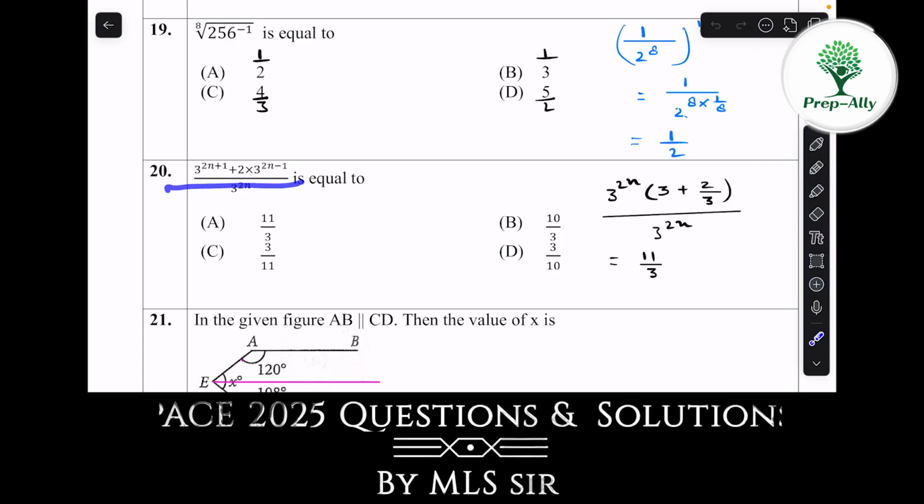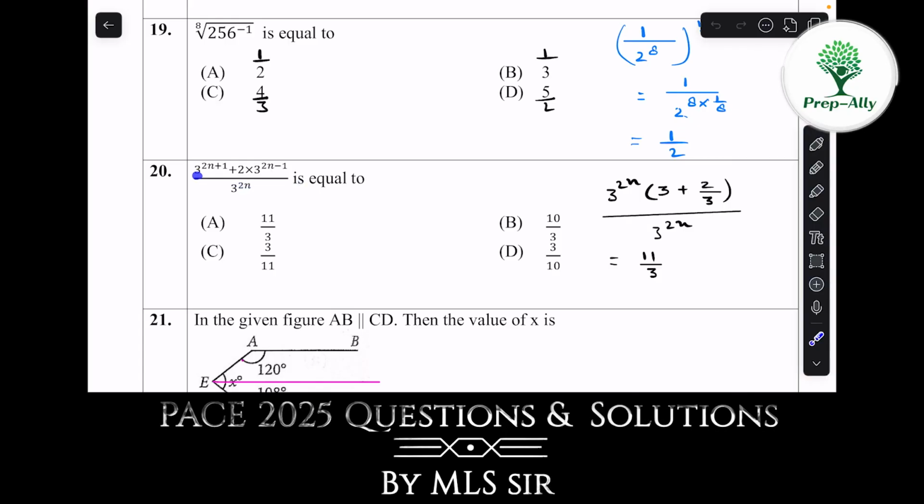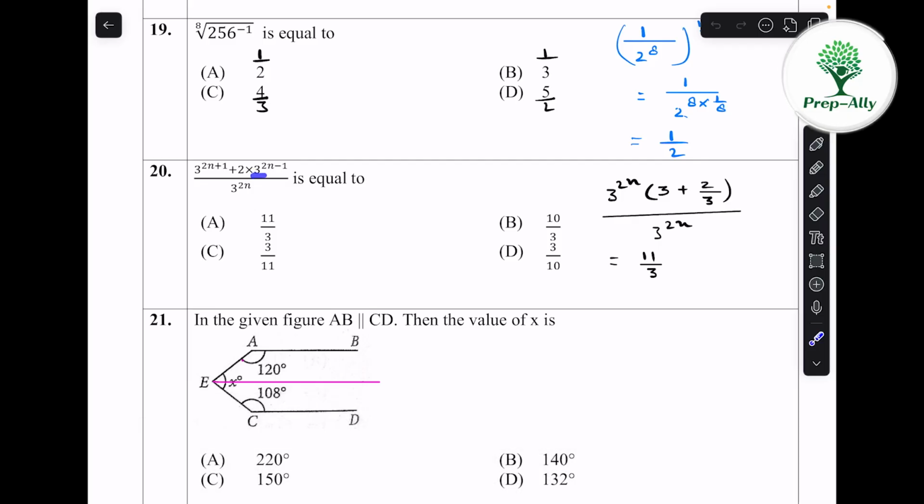See how to solve this question. Here, I can write 3 to the power 2n into 3, and this I can write 3 to the power 2n upon 3. Then 3 to the power 2n I can take out right here. So this will be 3 to the power 2n into 3 plus 2 upon 3, whole upon 3 to the power 2n.